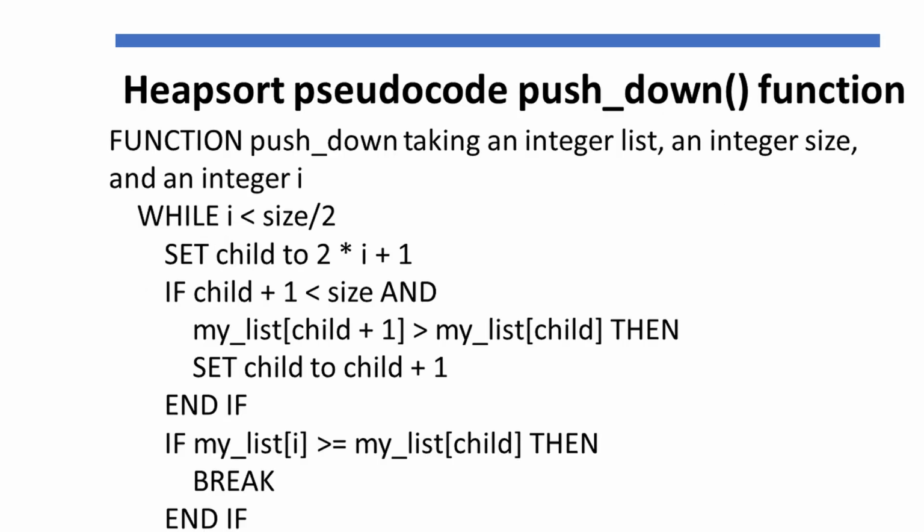The data in the max heap must satisfy the condition that every node in the heap has a parent node which contains an item with a value greater than or equal to the value of each of the child nodes. The pushdown function sets the child to position 2 times I plus 1, which is the left child of the current node.